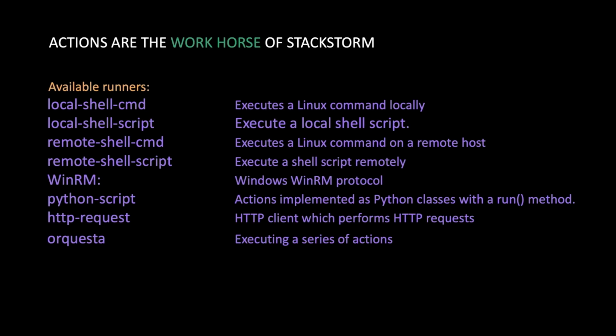You can run a local shell command, a remote shell command, a remote shell script, a remote Windows command, or a Python script. You can do an HTTP request, and you can do the workflow with Orchestra. This is just a few of them, but based on the runner type, you can use different parts of code that you may have already written for automation. You may have Python scripts out there that do some really cool automation. Well, you can take those Python scripts and convert them into actions.